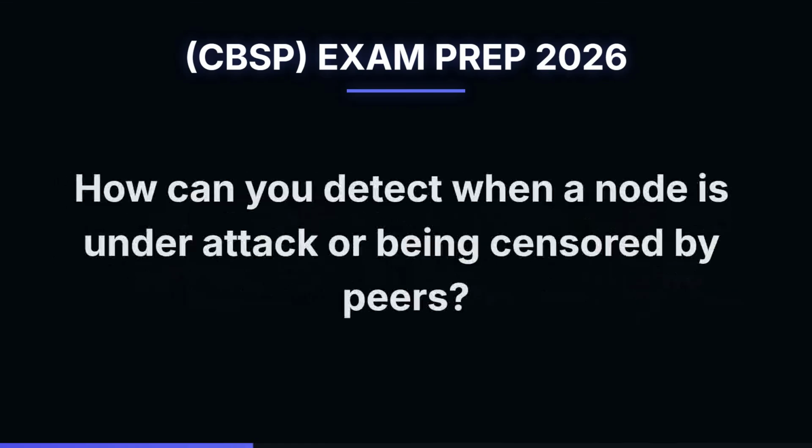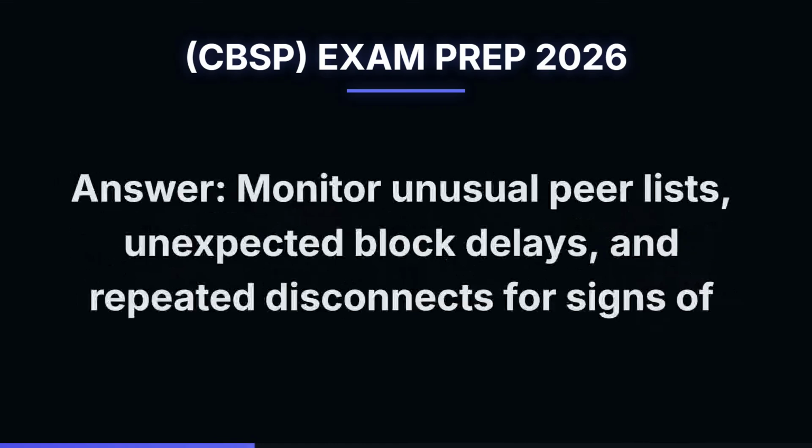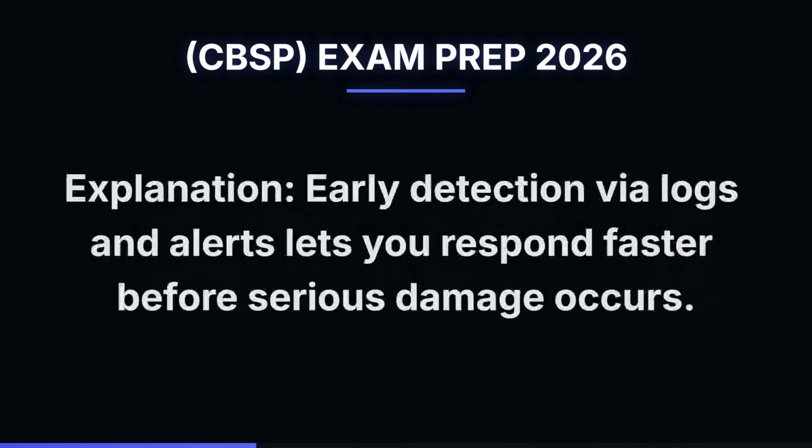11. How can you detect when a node is under attack or being censored by peers? Monitor unusual peer lists, unexpected block delays, and repeated disconnects for signs of attack. Early detection via logs and alerts lets you respond faster before serious damage occurs.